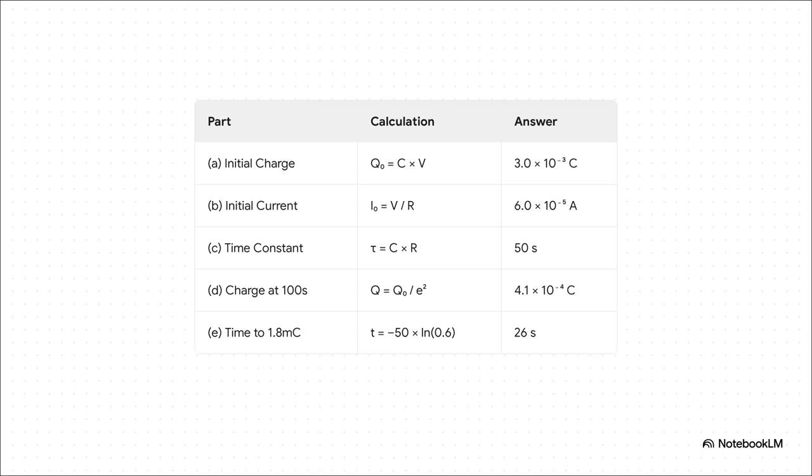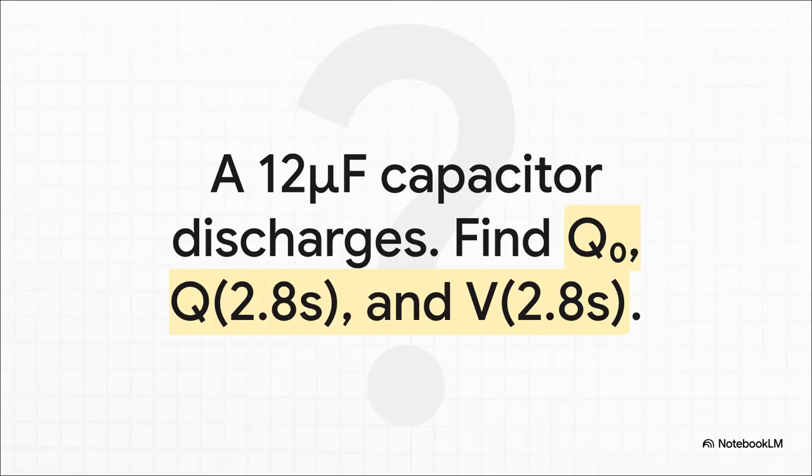Now part D is where you can be clever. 100 seconds is exactly 2 time constants. This means the charge has dropped to 37% of its value, and then 37% of that new value. So we just divide the initial charge by e squared. For the last part, we go back to the full decay equation, plug in our target charge, and solve for t using natural logs, just like we did in the last problem. See? It all connects.